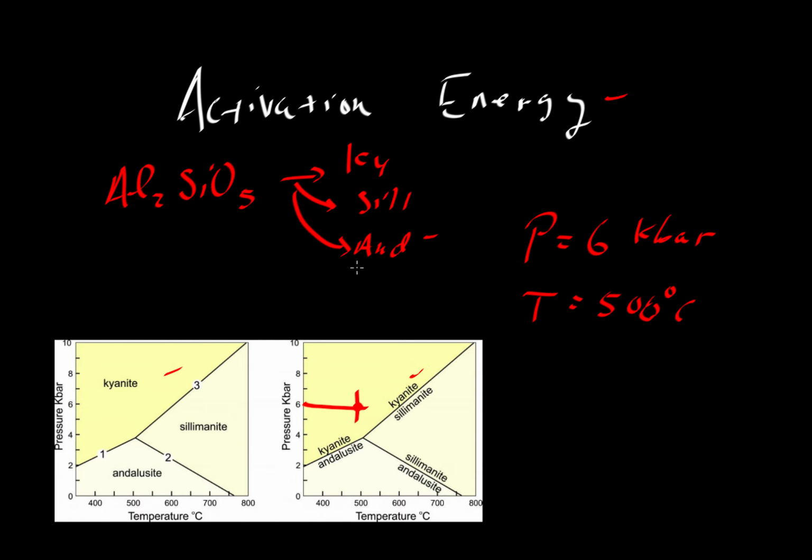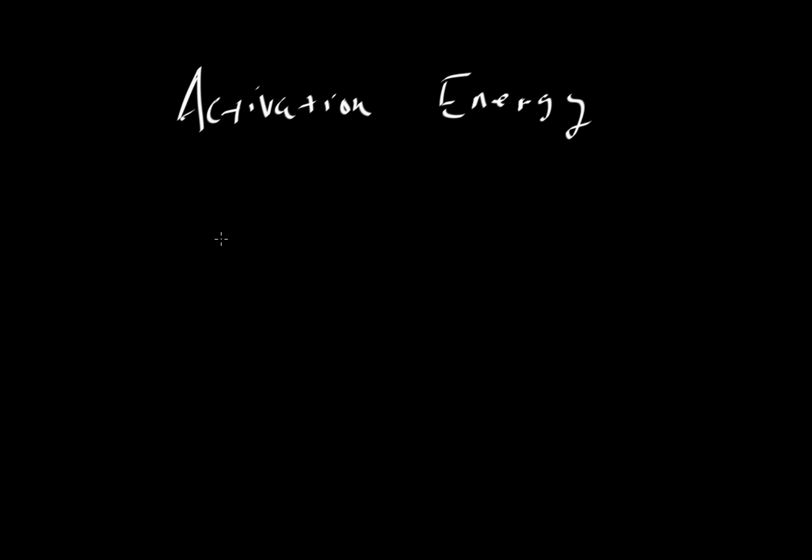So let's consider the case of, let's say, sillimanite transforming into kyanite. Let's say we had some sillimanite in a metamorphic rock here, and it's experiencing an increase in pressure and a decrease in temperature that forces it into the kyanite stability field. So how would we draw that?